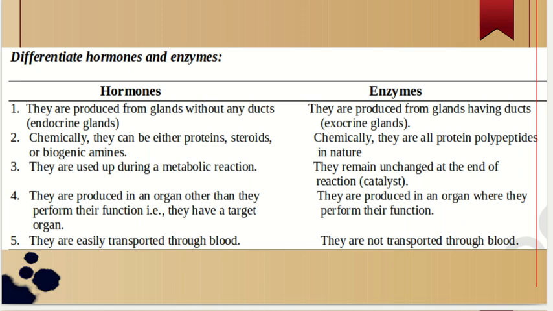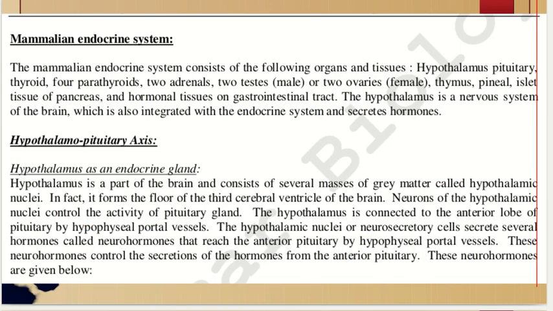Hormones are produced in an organ other than where they perform their function, that is, they have a target organ. Enzymes are produced in an organ where they perform their function. Hormones are easily transported through blood. Enzymes are not transported through blood, rather they are transported through ducts. So those were the differences between enzymes and hormones.